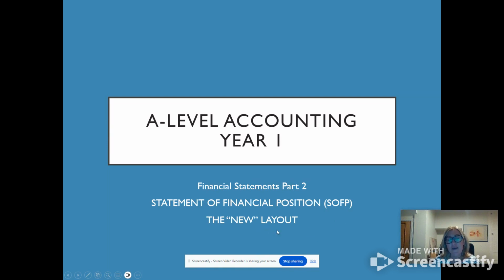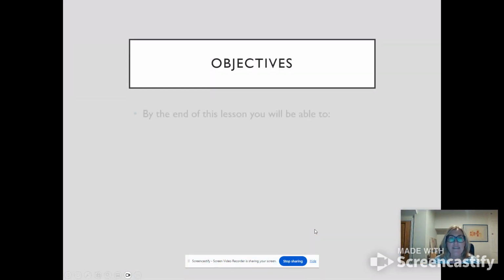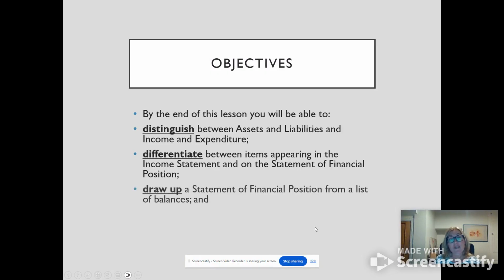A lot of the material is quite similar, so hopefully some of this you'll already be able to do if you've watched the video about the income statement and maybe the one about the old balance sheet or statement of financial position. You're already going to be able to distinguish between assets, liabilities, income and expenditure. If you have no idea what those are all about, then probably go back and look at the income statement video. You should be able to differentiate between items that need to appear on the income statement, so that's your income and your expenses, and those that are going to pop up on the statement of financial position. That will be assets, liabilities, and anything to do with the owner's capital.